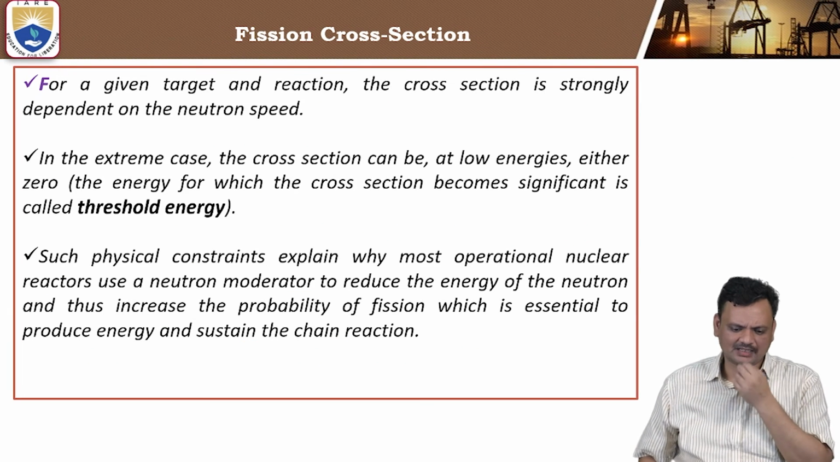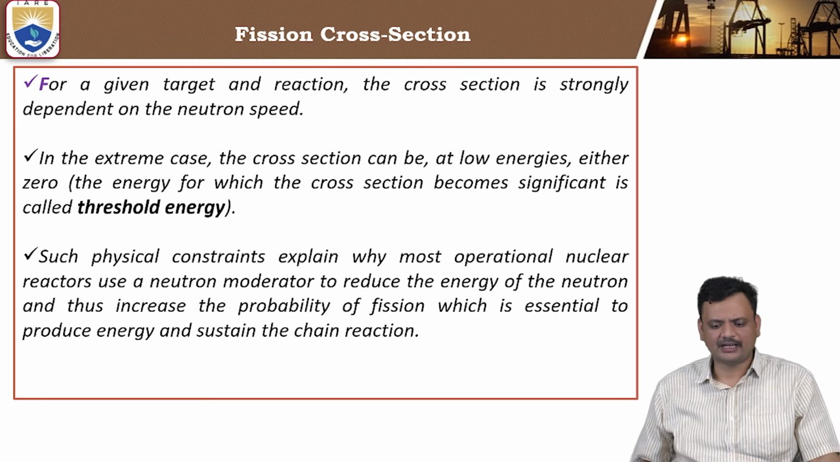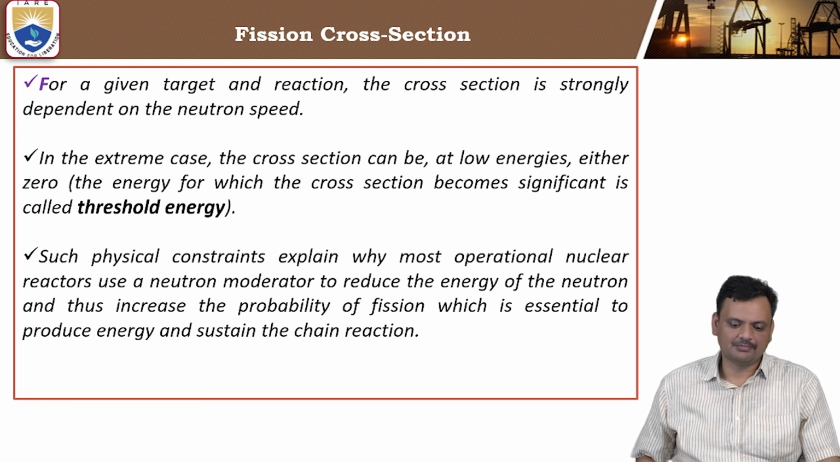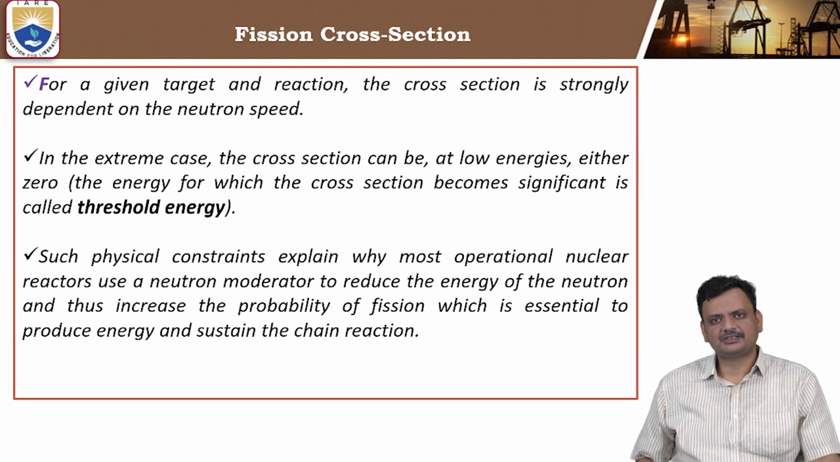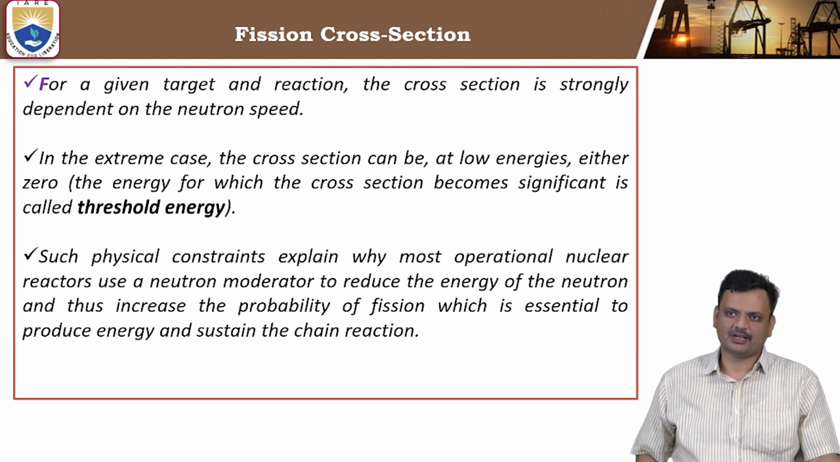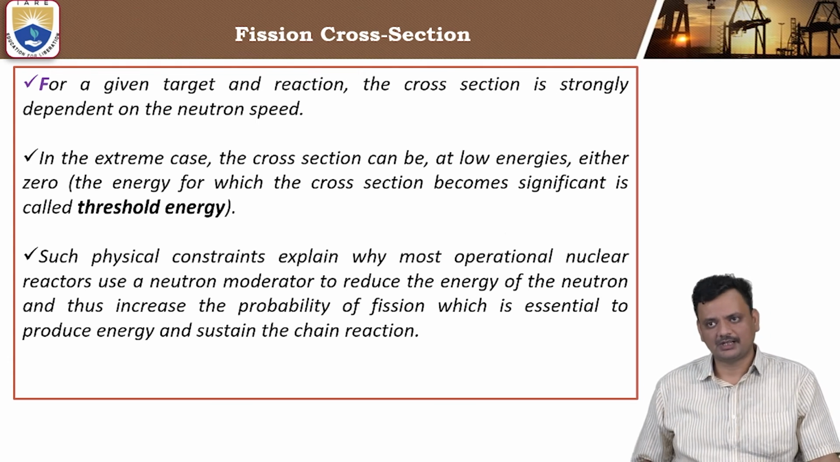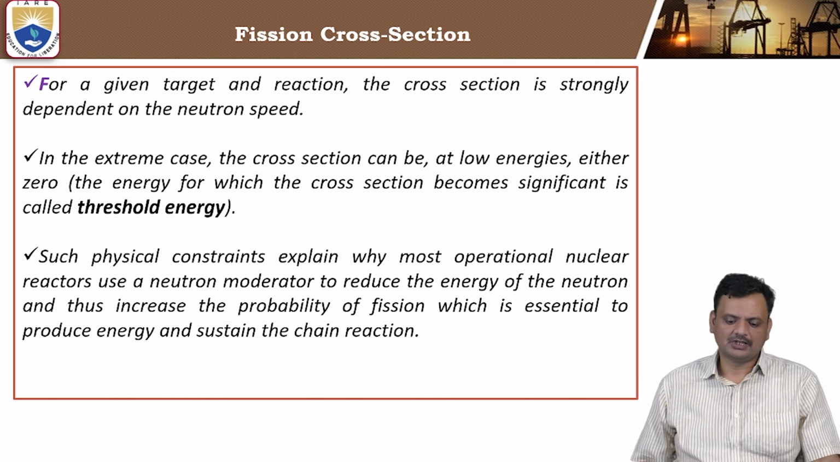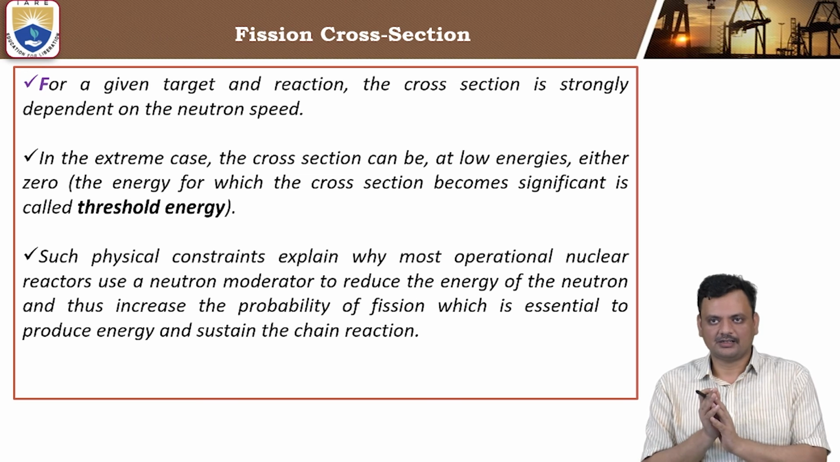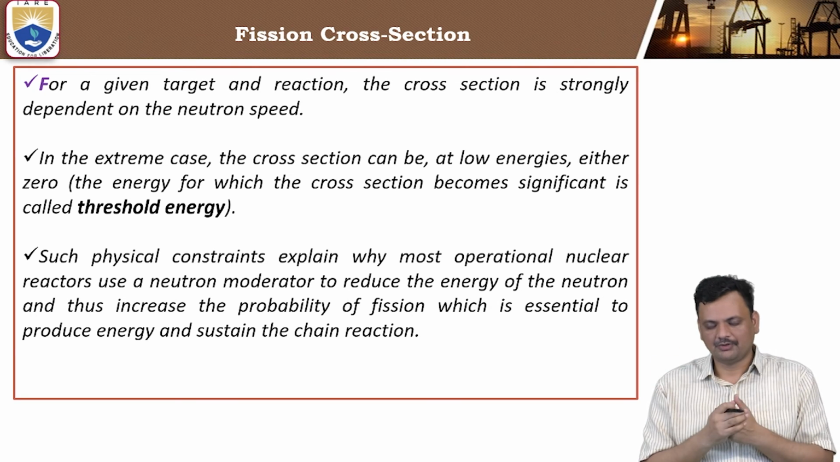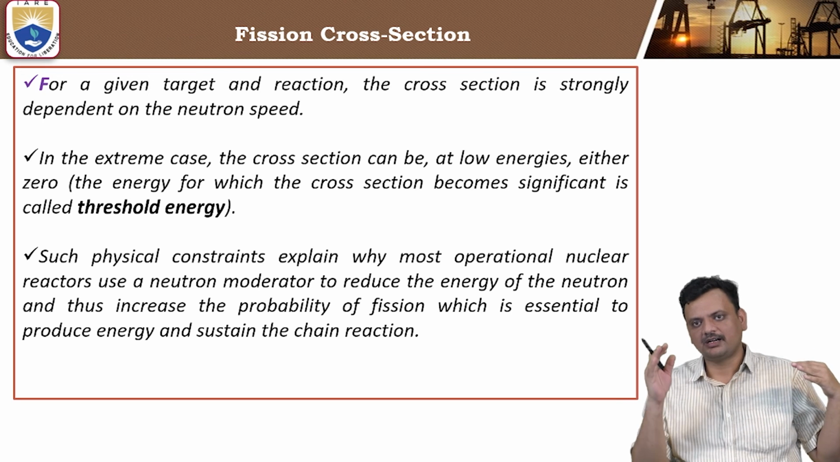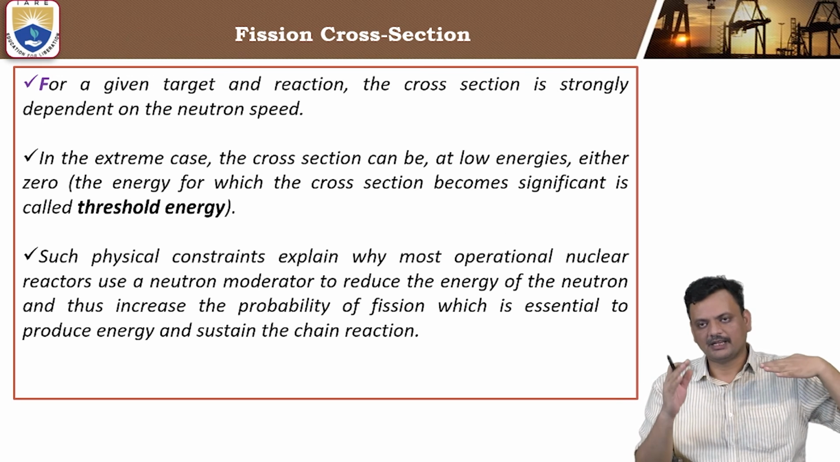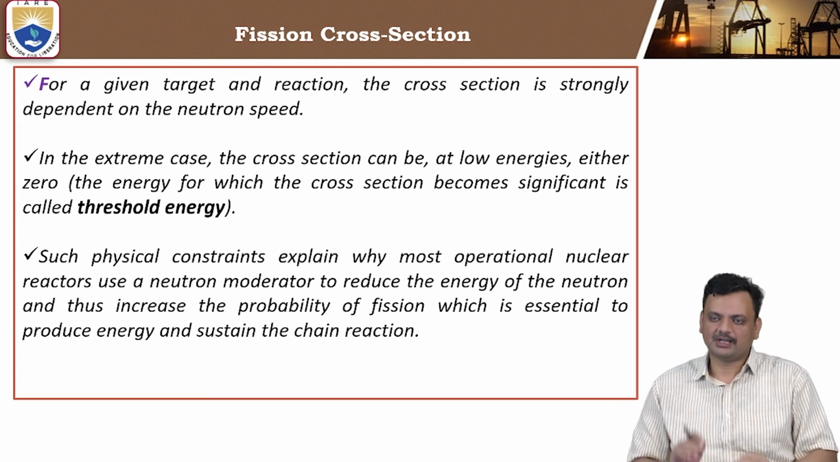This is the same thing written here. For a given target and reaction, the cross section is strongly dependent on the neutron speed. In the extreme case, the cross section at low energy can be either zero or very large. Such physical constants explain why most operational nuclear reactors use a neutron moderator to reduce the energy of neutrons and thus increase the probability of fission. So the concept of a moderator is used in nuclear reactors, so that the moderator reduces the energy of the incident neutron and fission will take place.